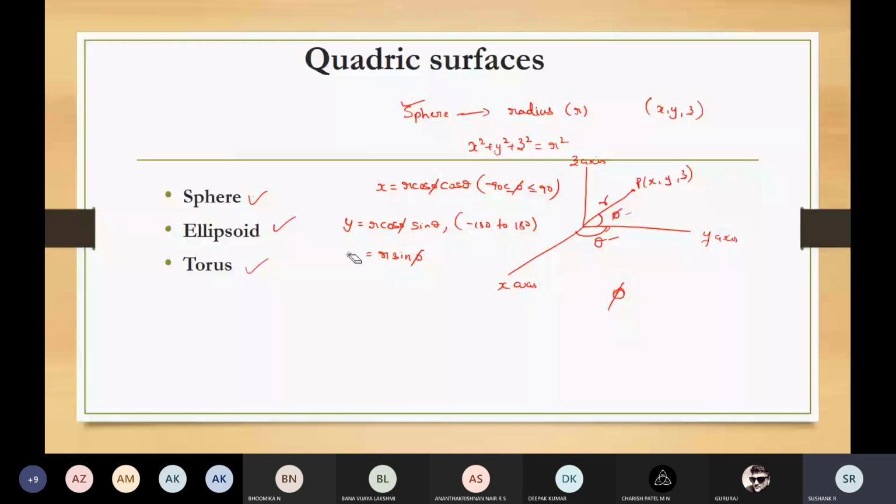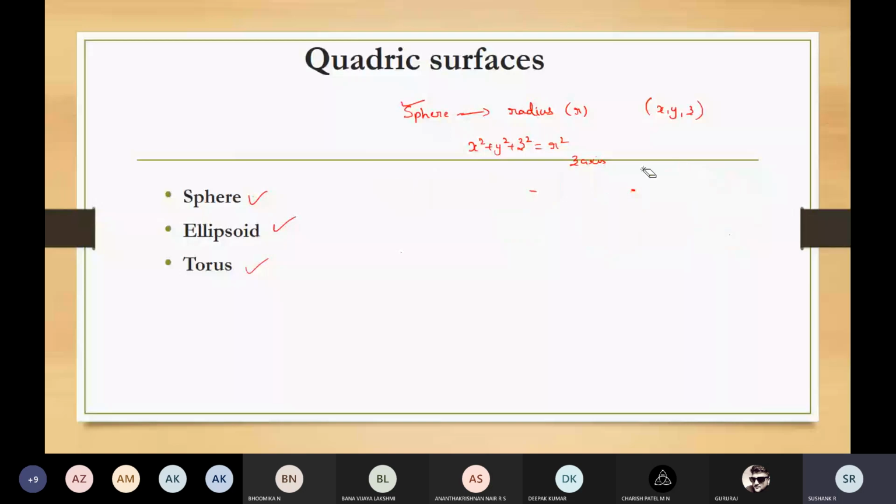The next one is the ellipsoid. An ellipsoid is nothing but an extension of spherical surfaces, but here it is having multiple radii, in three directions which are mutually perpendicular to each other, and they can have different values.